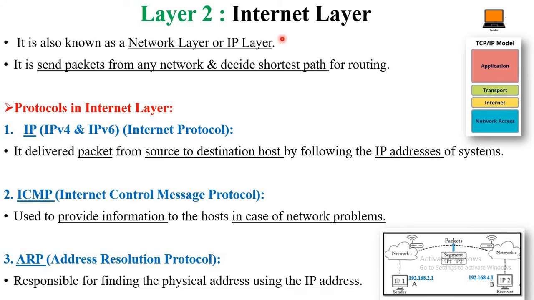So what is the work of the internet layer? They send hi, how are you, this message, to the receiver PC according to its IP address. Okay. And for that purpose they find the shortest path.